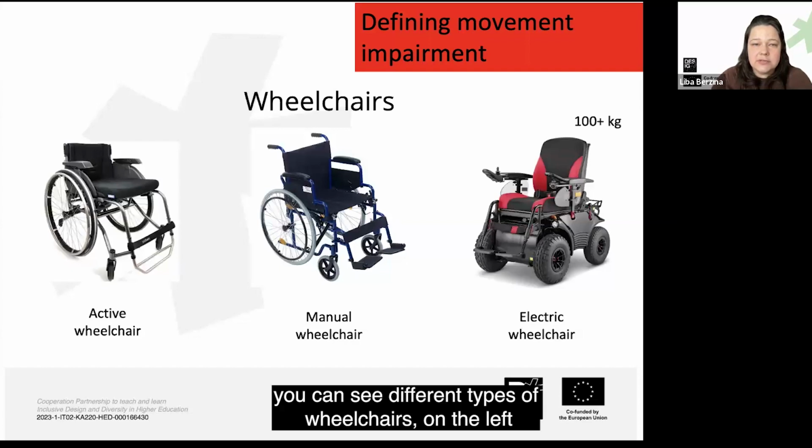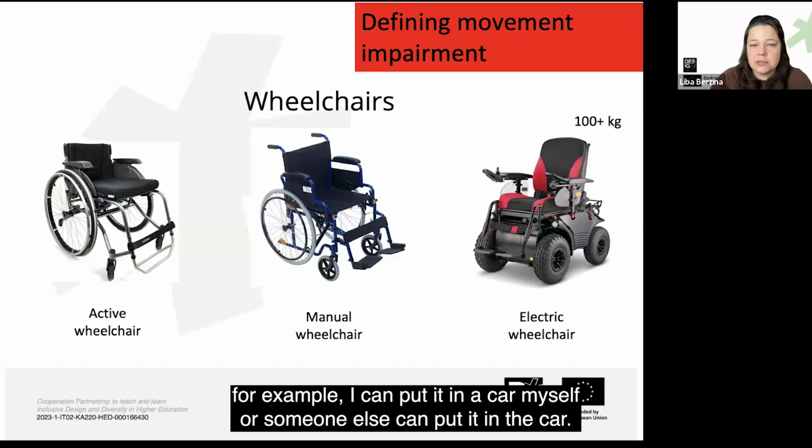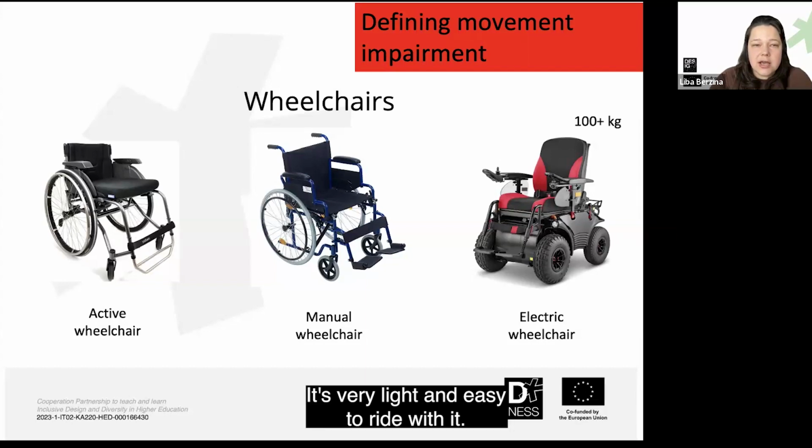And here you can see different types of wheelchairs. In the left is an active wheelchair. I also use an active one. It's a bit smaller. It's very easy to navigate it. It's possible easily to fold it. For example, I can put it in a car myself, or someone else can put it in the car. It's very light and easy to ride with it.